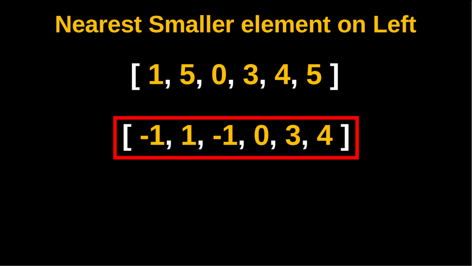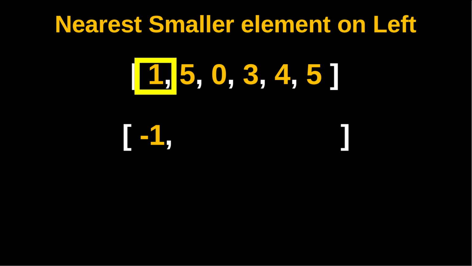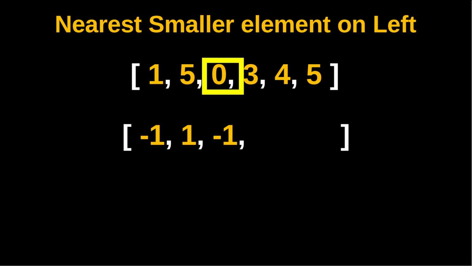For each element, we are looking for the smaller element immediately to the left of that element. So the first element is 1, and there's nothing on the left of that, so we put -1. The second element is 5. We traverse from 5 to the beginning of the array and we find the smaller element. So we found 1 and that's the value we put here. Okay, for this element, again, we traverse from right to left and we did not find a smaller element than 0, so we put -1. For 3, we find that 0 is immediately to the left of 3, so we put 0.